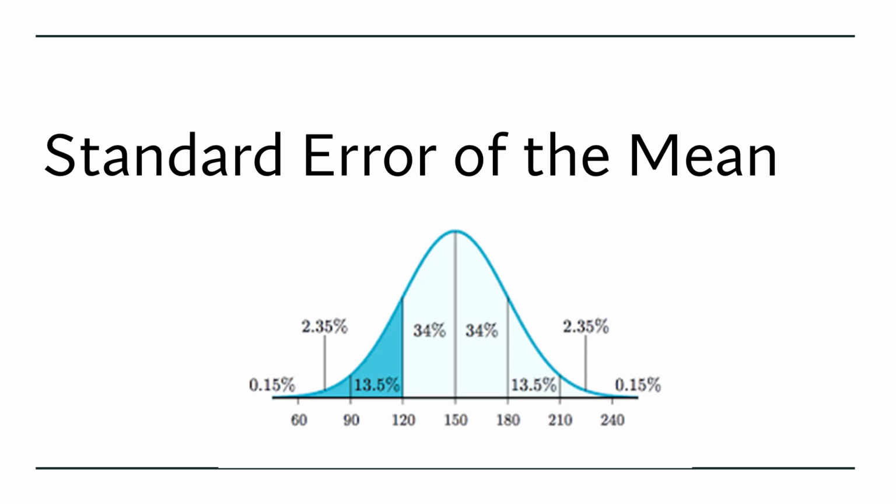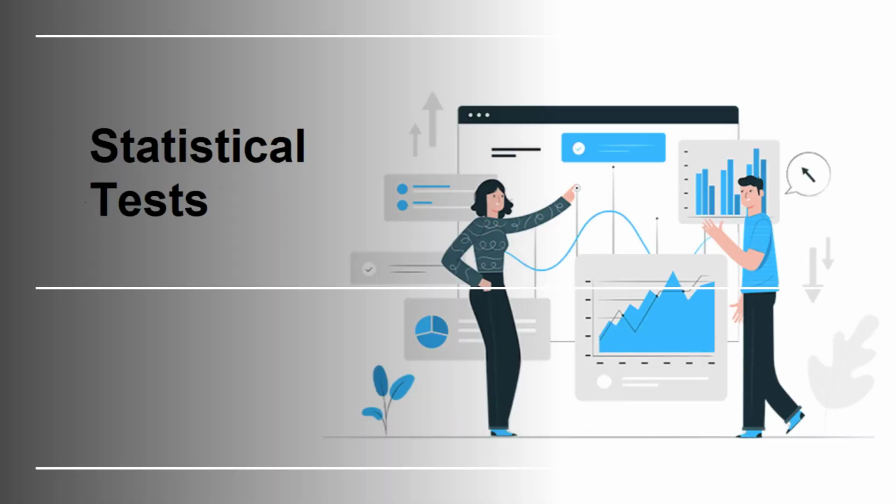The 68, 95, 99.7 rule is based on the mean and standard deviation. It says 68% of the population is within 1 standard deviation of the mean, and 95% of the population is within 2 standard deviations of the mean, and 99.7% of the population is within 3 standard deviations of the mean.